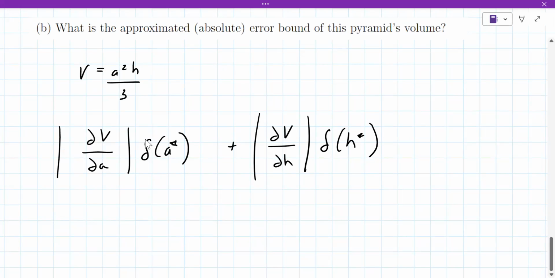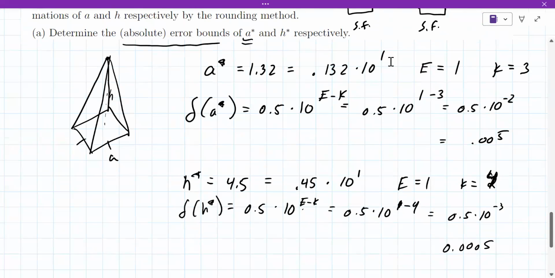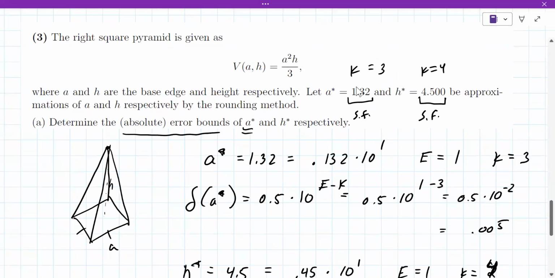I should write this down for tomorrow. I mean, she's gonna give you a different equation, so you have to know how to take a derivative. This stuff you should write down, the whole thing where K is the number of significant figures, and E is the exponent of the thing that you're working with.